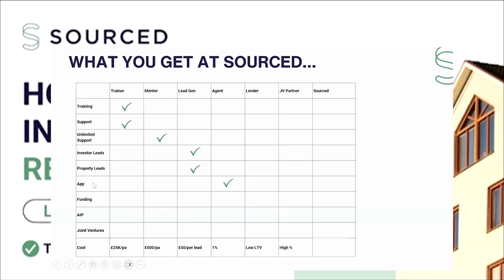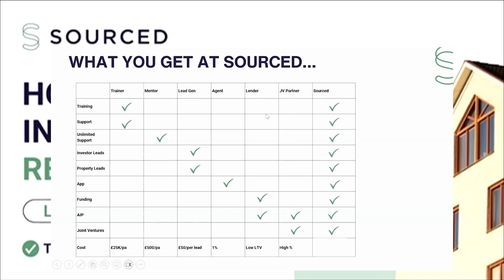We've actually got a property app to help our franchisees sell deals. If you need funding, you've got to go to a lender. The lender isn't going to lend you all of the money that you need to do the project. You're probably going to have to find a decent amount of deposit yourself. If you're looking at joint ventures, you could go to a joint venture partner, but they're going to extract as much money as they possibly can from the deal by doing as little as possible.